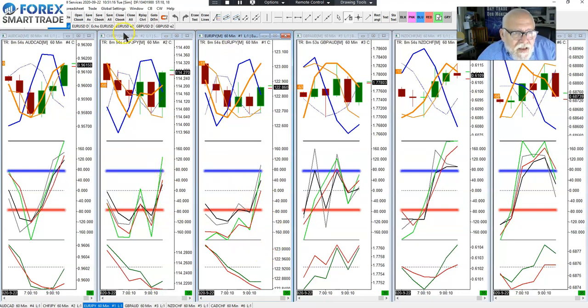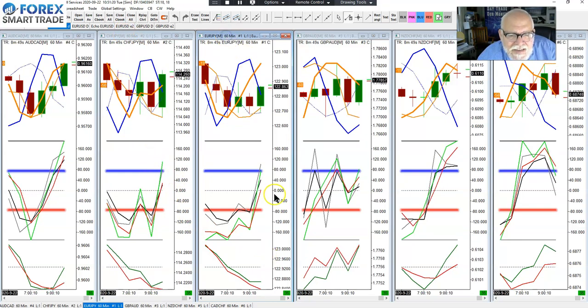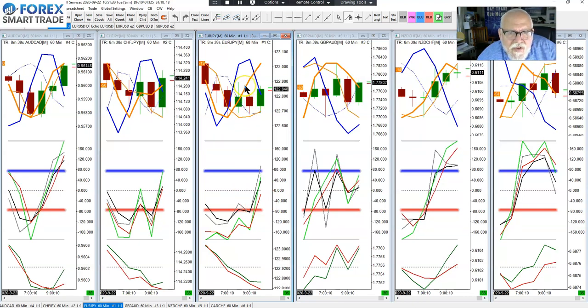Euro Swiss franc is beyond halfway, so I'm going to pass. This is about halfway. We got the two orange lines going down. Thick blue going up. The thick blue coming down. So I've got 3 out of the 4. I've got green on top with it starting to go sideways.